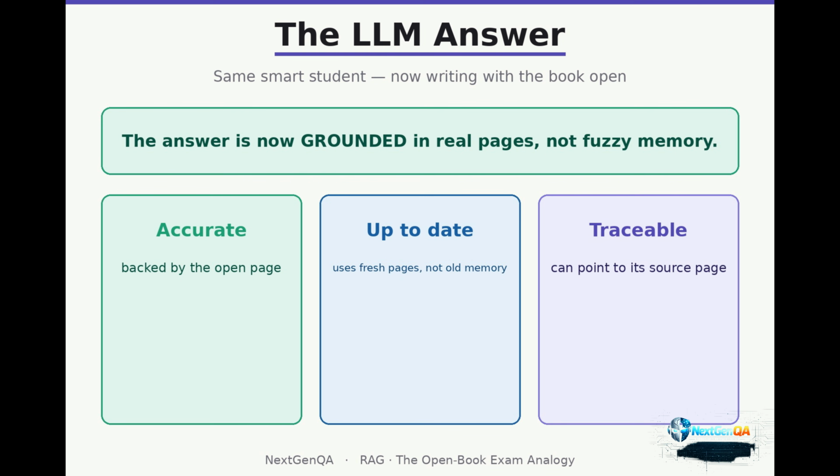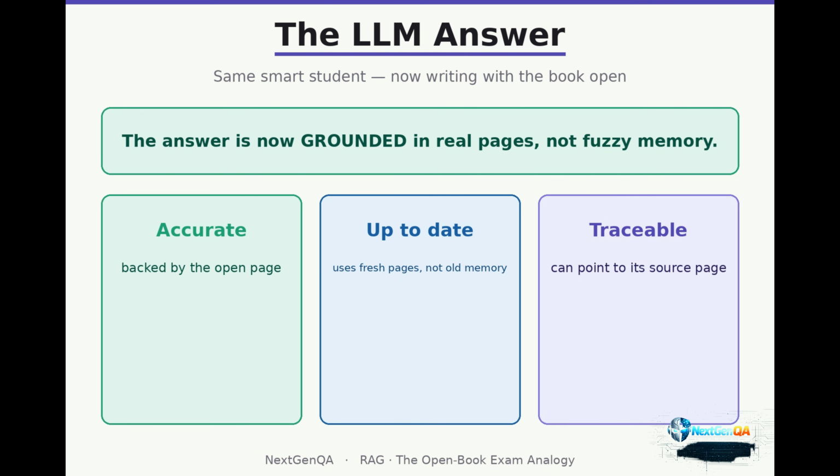This is Ravi in the open book exam finally putting pen to paper. Same smart student as before, but now every sentence he writes is backed by the page open in front of him. The answer is accurate, it is up to date, and if you built it well, it can even point back to which page it came from, just like a good student citing the source.